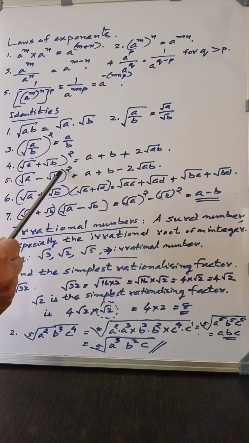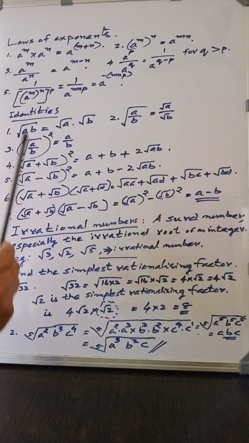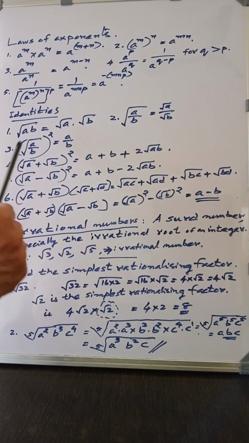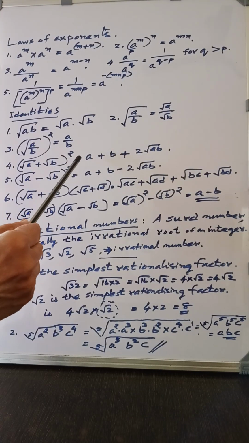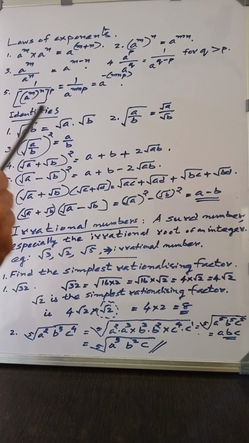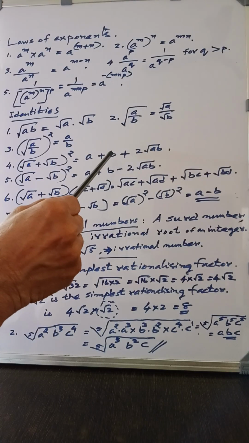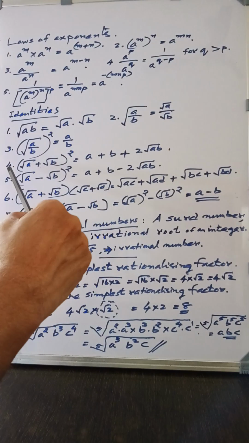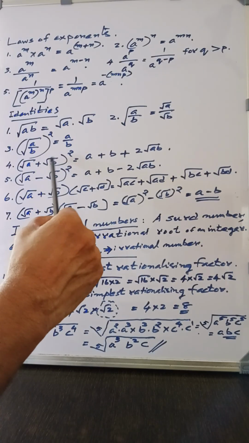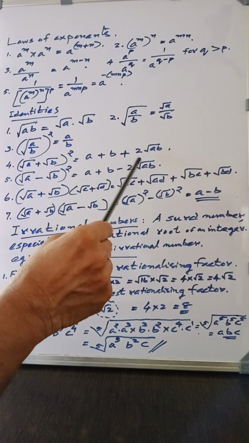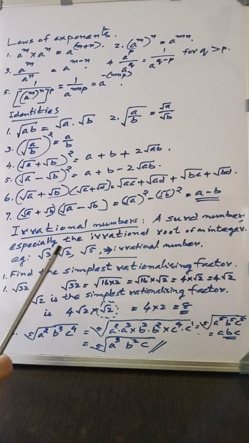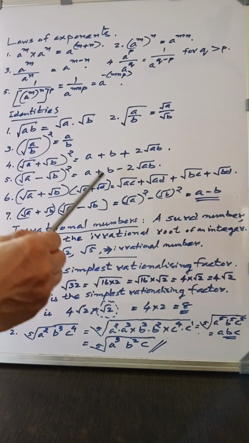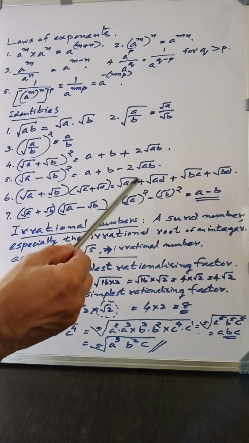Root A plus root B, the whole squared. That means A squared plus B squared plus 2AB pattern. But root A the whole squared becomes A, root B the whole squared becomes B, plus 2 root AB, since 2 into root A into root B equals 2 root AB. Root A minus root B the whole squared equals A plus B minus 2 root AB.